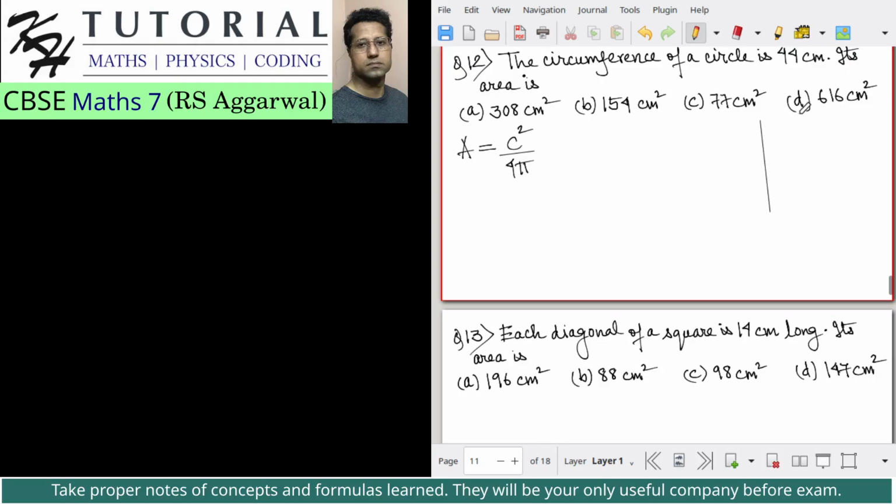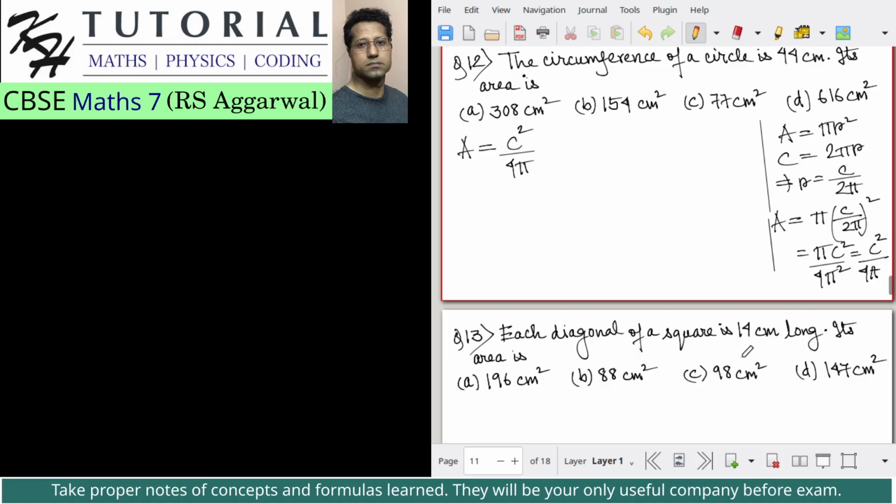Otherwise, you know that area of a circle is pi r square. We also know that circumference of a circle is 2 pi r. From c equals 2 pi r, I can say r is equal to c by 2 pi. Now, if I put r as c by 2 pi in the formula a equals pi r square, I get area is equal to pi times c by 2 pi whole square, which is pi c square by 4 pi square, and after simplification becomes c square by 4 pi. I think you should remember that area of a circle is equal to c square by 4 pi.